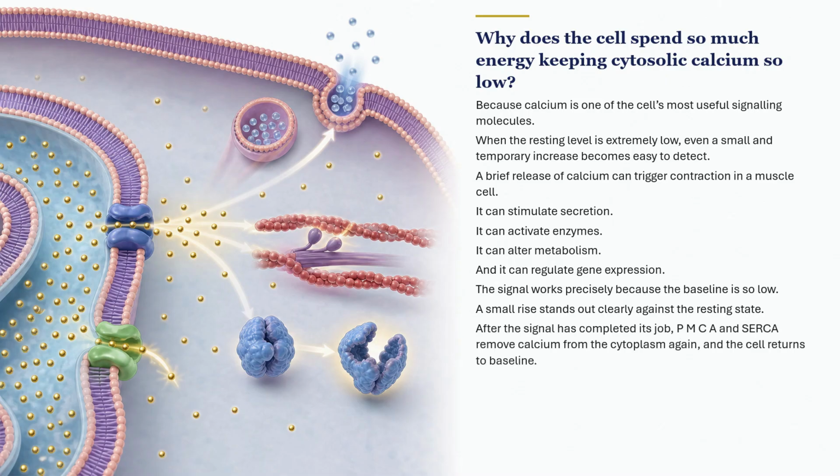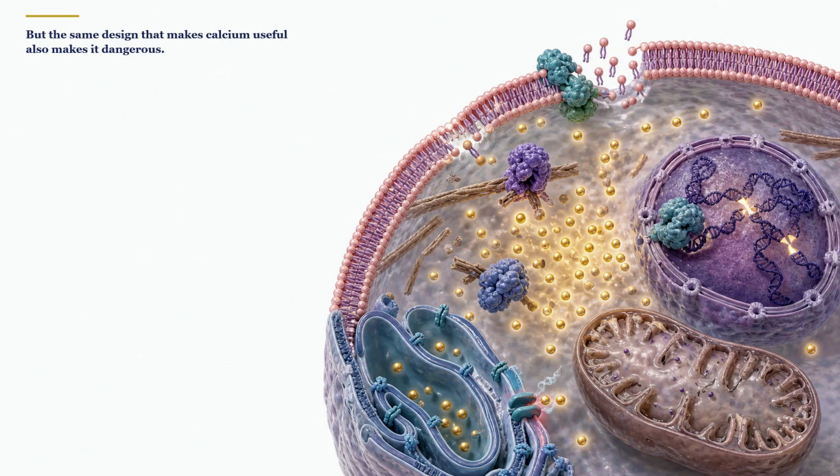After the signal has completed its job, PMCA and SERCA remove calcium from the cytoplasm again, and the cell returns to baseline. So calcium signaling depends on a controlled cycle: release, response, and rapid removal. But the same design that makes calcium useful also makes it dangerous. The cell keeps a very large calcium gradient immediately across its membranes. As long as the pumps and membranes remain controlled, that gradient can be used in short, carefully measured pulses.